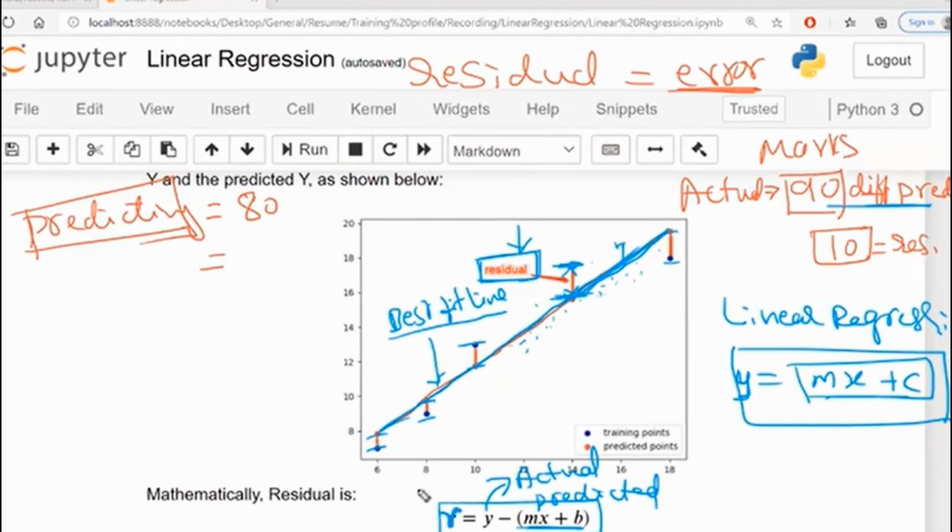This is a very small video regarding the residual. I hope you have got the idea of what exactly a residual is. Going forward, we'll understand how residuals help us increase our model performance, how to reduce the residual, and things like that. We are going to discuss this in the upcoming videos.